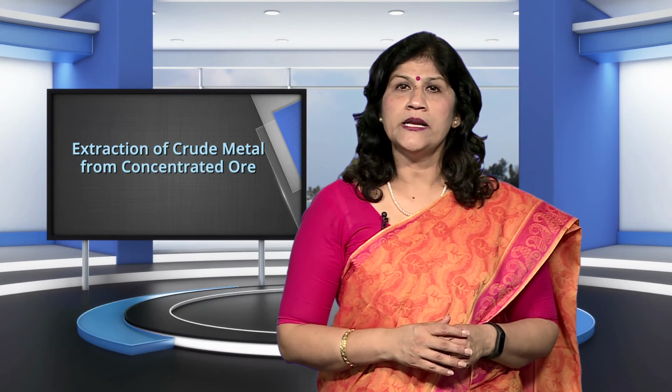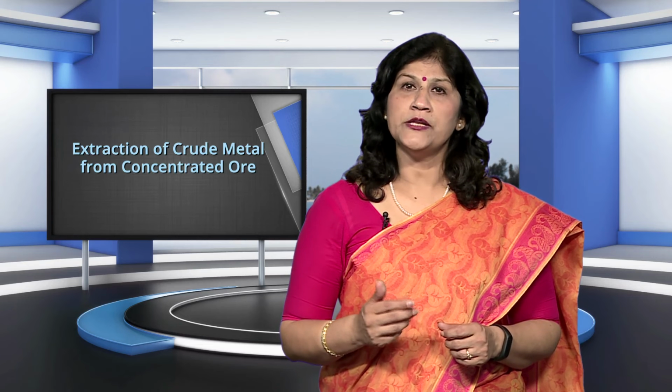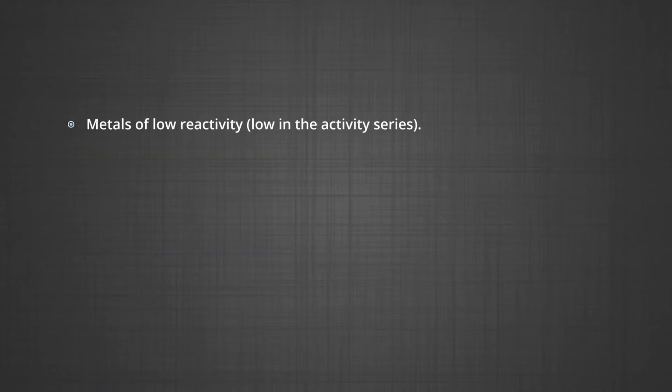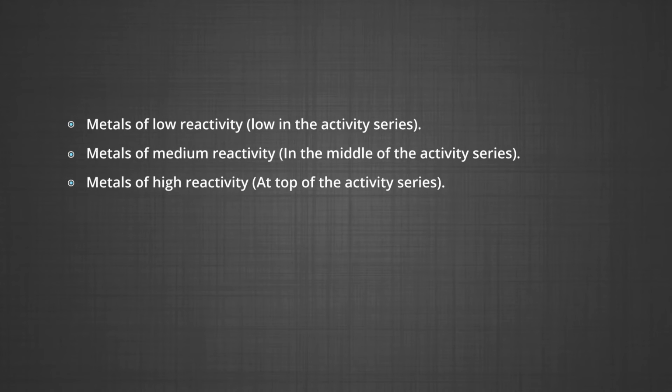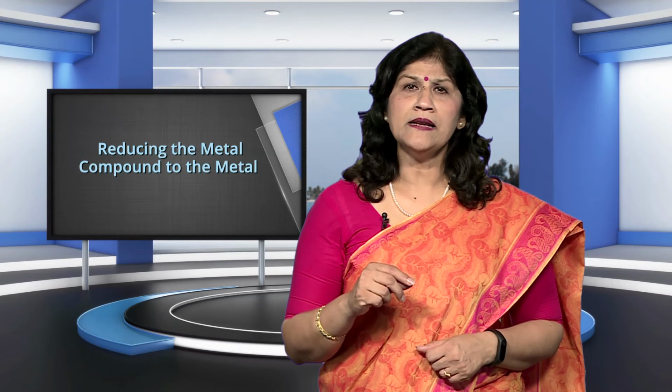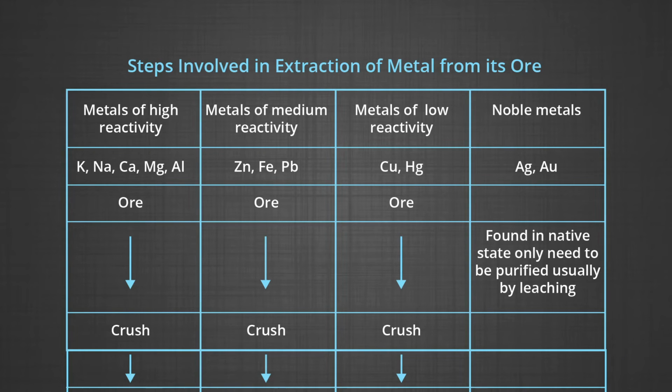Let us see now extraction of crude metal from concentrated ore. The method used for extraction of metal from concentrated ore depends upon the nature of the metal. Based on their reactivity, the metals have been grouped into the following three categories. Metals of low reactivity, which lie low in the activity series. Second, metals of medium reactivity, which lie in the middle of the activity series. And third, the metals of high reactivity. They are placed at the top of the activity series. Reducing the metal compound to metal has the following steps. For the steps involved in extraction of metal from its ore, let's have a look at this table.